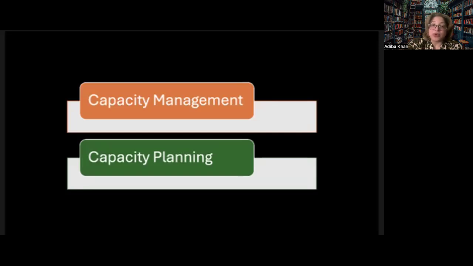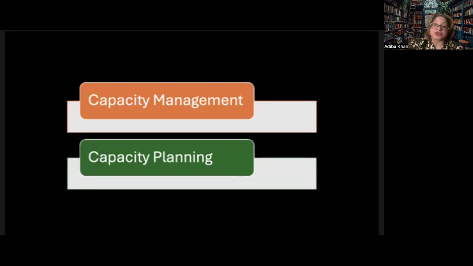Capacity management, we're looking at the current resource utilization. We're aiming to optimize resource allocation based on the immediate demands. So that also involves tracking performance and making adjustments as we need it. Whereas capacity planning, we're analyzing the future demand trends and determining what the required resources are based on that anticipated demand. So capacity planning is more of a strategic approach to resource allocation in the future.